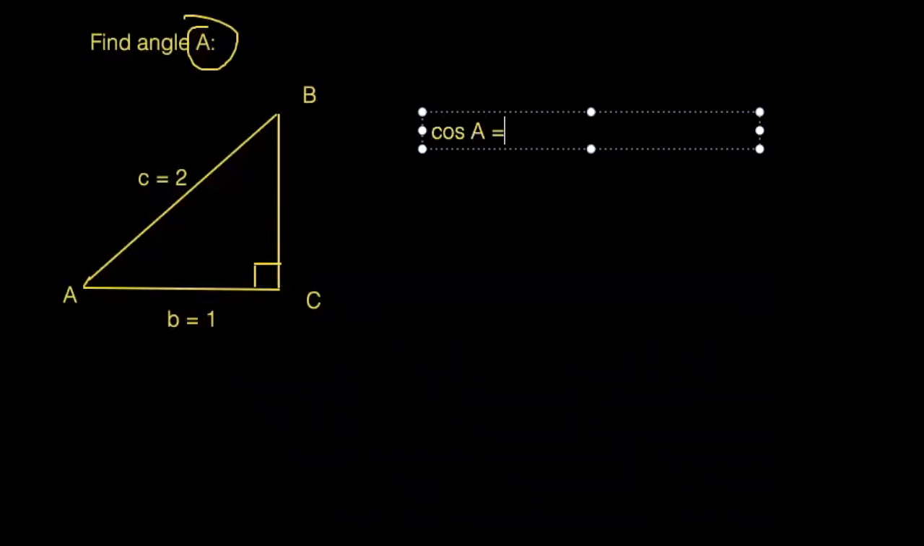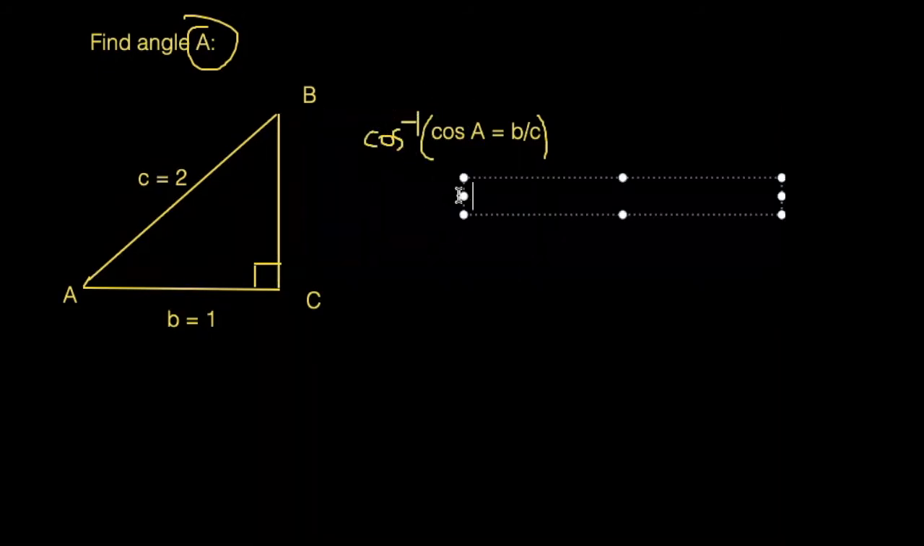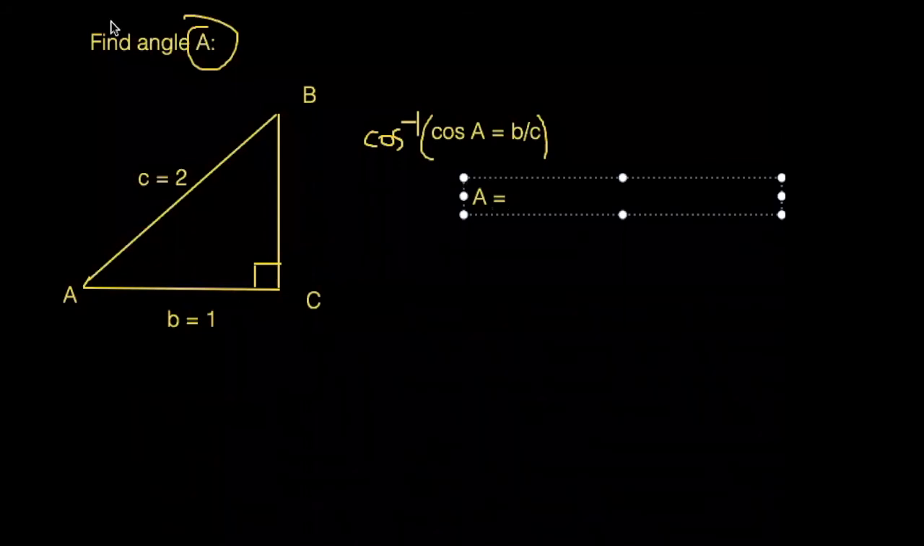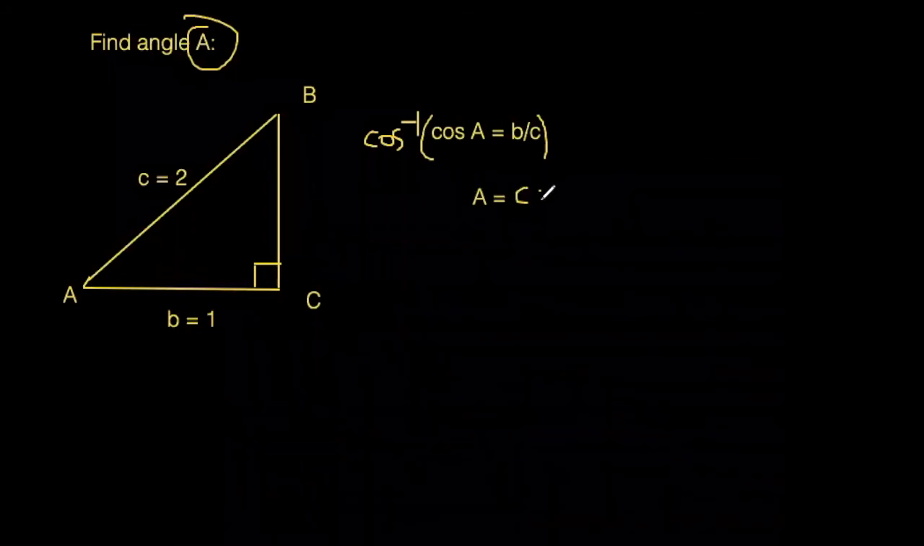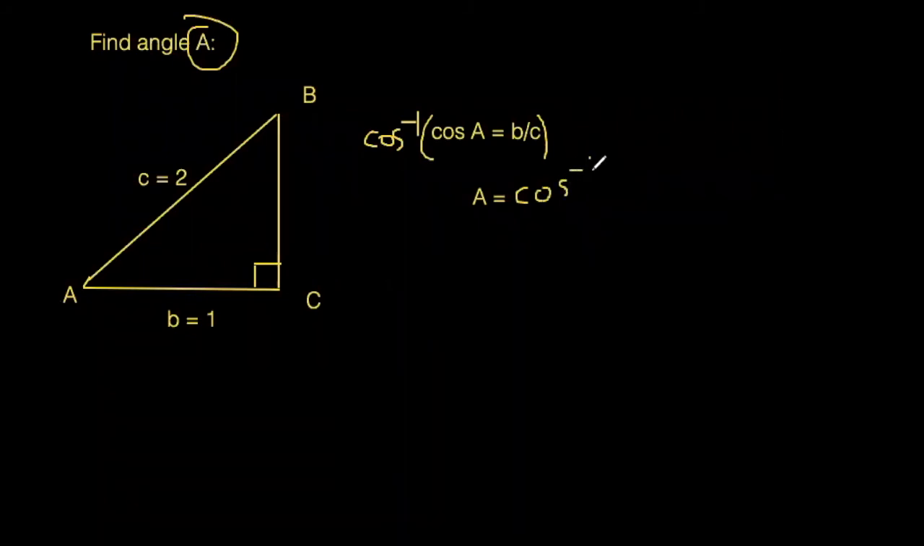Cosine of angle A equals side B over side C, because it's adjacent side over hypotenuse, right? But again, we're trying to find the angle, not the side. So we need to get rid of the cosine. How do we get rid of the cosine? We're going to take the inverse cosine of both sides. So on the left side, these two operations cancel out, and we're left with A equals inverse cosine of side B over side C.